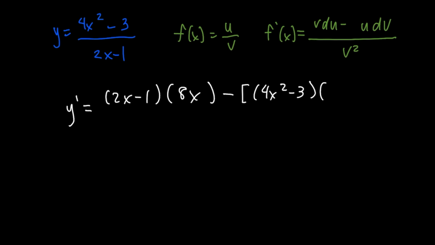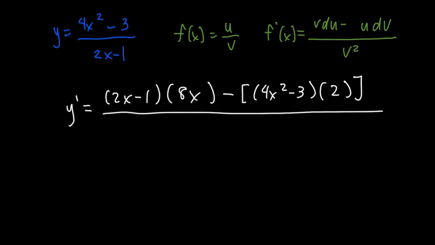Then let's derive dv, the denominator, which is 2x minus 1. If we derive 2x, that is 2. If we derive negative 1, since it is a constant, that is 0. All over v squared, so let's just square the denominator.